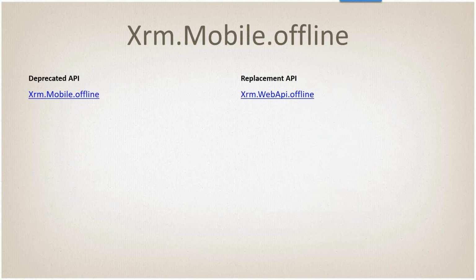With the mobile version of XRM, we had the ability to perform calls that allow us to do things like create, update, read, things like that. That has basically been moved out into XRM.WebApi. One second. Okay, and we'll talk about that in a little bit. This is one of the biggest changes that's going to affect a lot of us.